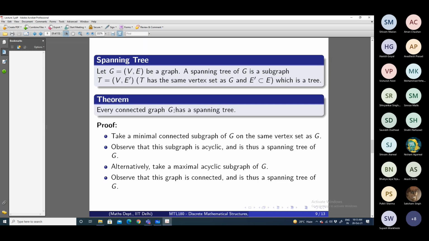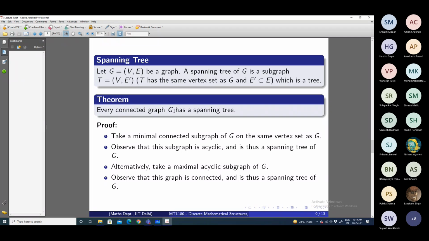Now suppose G has a cycle. Then what you will do? You just delete one edge from that cycle. Then that cycle will not be a cycle now, right? And since we remove only one edge, the graph will still be connected, right? And continue this, and after a finite number of steps, you get a spanning tree. So that's all.